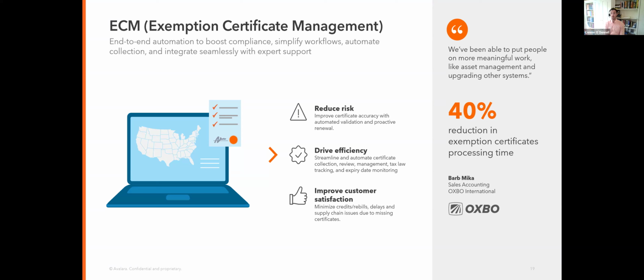The nice part about the system too is that it has optical character reader, just a fancy way of saying that it can read PDFs and pull data from those PDFs. So we know exactly from pulling from that PDF when that exemption certificate is going to expire, if at all. And then we can automatically set up parameters to automatically request a new certificate before it expires.